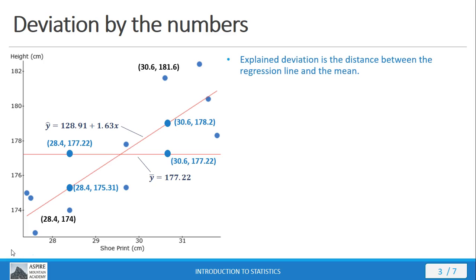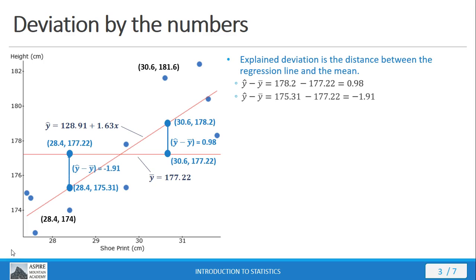So explained deviation is going to be the distance between the regression line and the mean. Here in the first instance, we can get the difference between 178.2 and 177.22. That's 0.98. So that's going to be the explained deviation for that first data point. For the second data point, we make a similar calculation and get a negative 1.91.